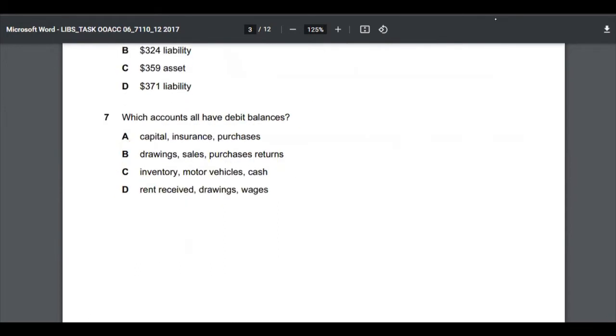Let's look at multiple choice 7. Which accounts all have a debit balance, right? So assets and expenses have actually a debit balance. So let's see, capital has a credit balance, insurance, we don't really know what it is, purchases usually have a debit balance, right? So option A is actually incorrect. Drawings, sales, purchase returns, they don't all have debit balances. Inventory is an asset, that's a debit balance. Motor vehicle is an asset, that's a debit balance. Cash is an asset, and that is a debit balance. So the correct answer to multiple choice 7 is actually option C.